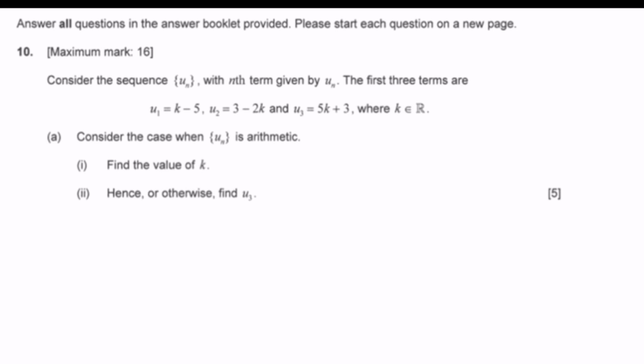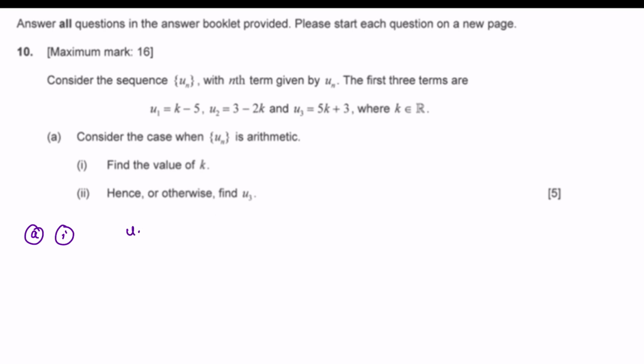Now moving on to section B, let's start with the first question. So here you have a sequence un. The first three terms are k minus 5, 3 minus 2k, and the third one is 5k plus 3. So we have to consider the case where un is an arithmetic sequence. We have to find the value of k.